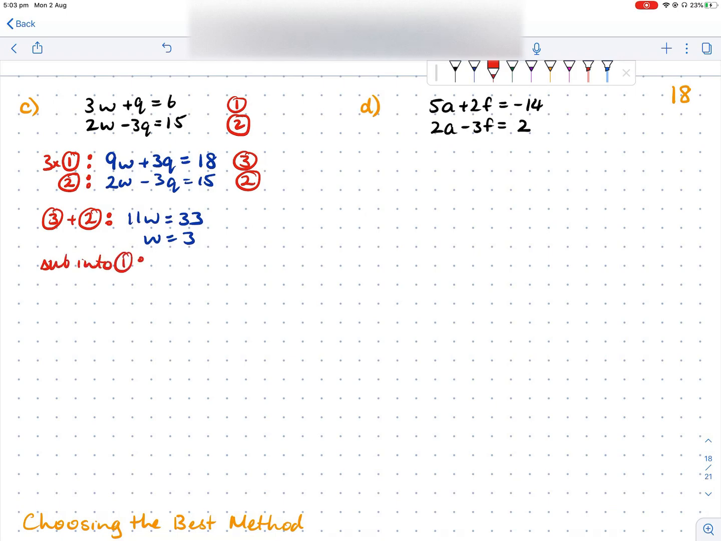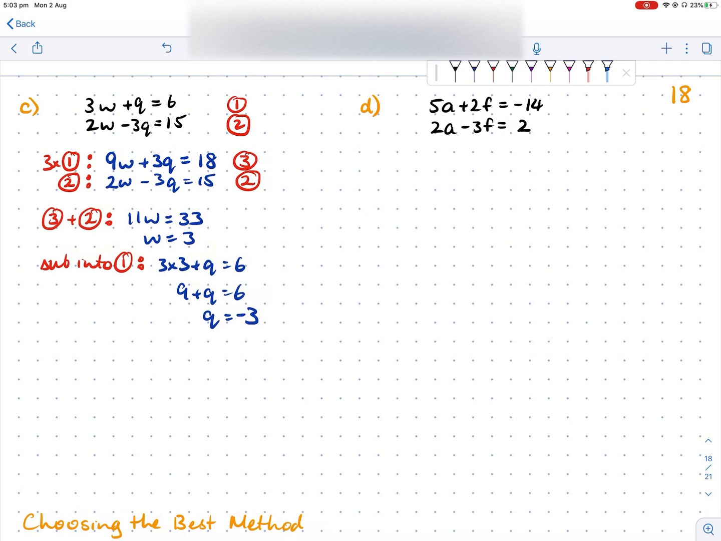into equation 1. So that's 3 times 3 plus Q equals 6. 9 plus Q is 6. So Q is equal to -3. So if I went and substituted into the second equation, when I move the W over, I'll still need to divide by the -3. So some of these shortcuts will help you when solving these questions.